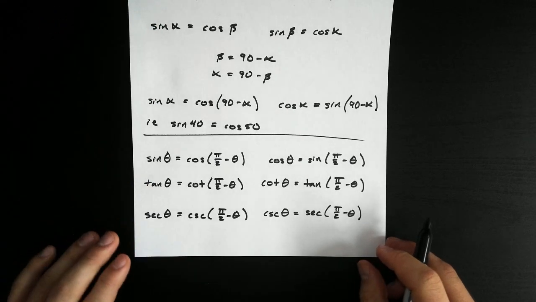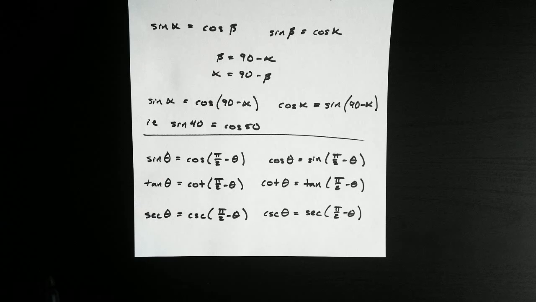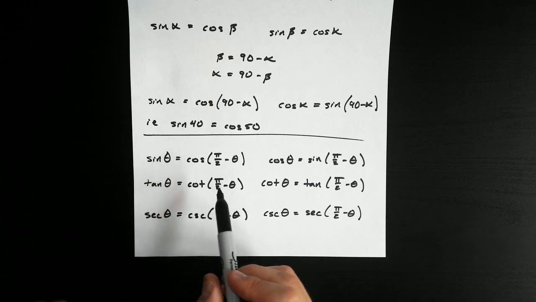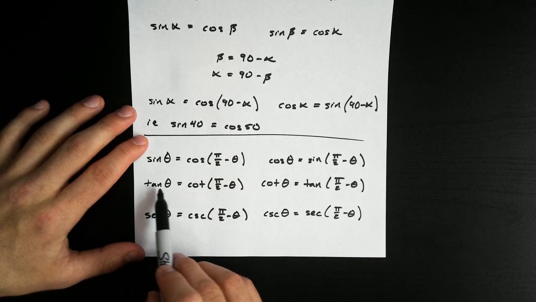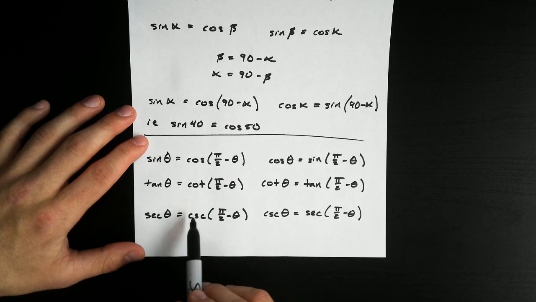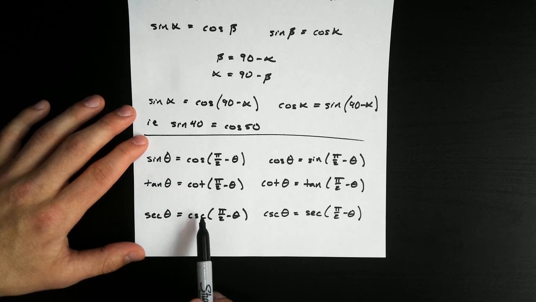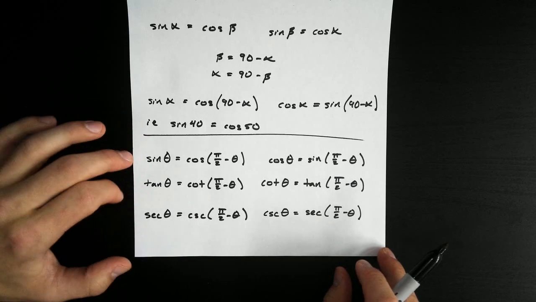So there are the 6 cofunction identities. Now hopefully the names of these different trig functions make sense. Sine, cosine, right? So the sine and the cosine are cofunctions. Tangent and cotangent. Secant and cosecant. So each of these has that prefix co, which indicates that it is a cofunction with the other one.